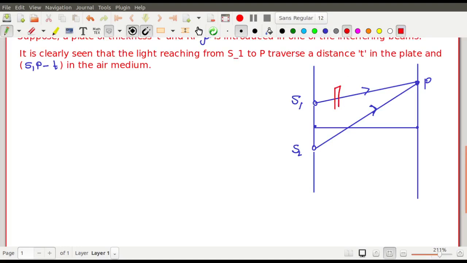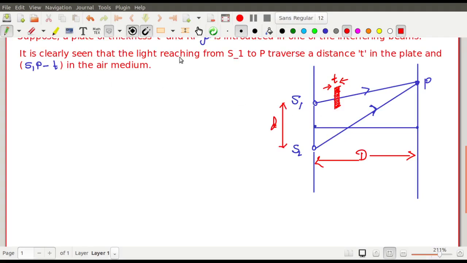আচ্ছা, এবার আমি কি করলাম, এখানটাতে আমরা একটা প্লেট দিয়ে দিলাম। I introduce a plate of thickness T over here, having refractive index mu. And all other distances that we know are, this one is my capital D distance and this distance is small d. Capital D আর small d এগুলো আমরা জানি. Fine.